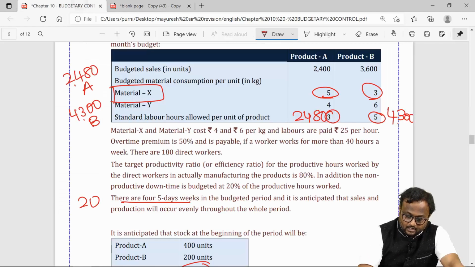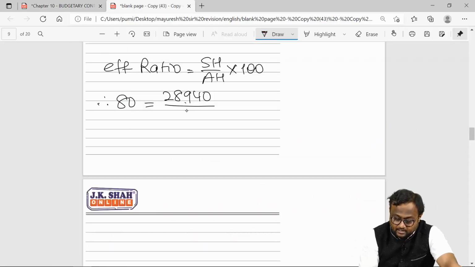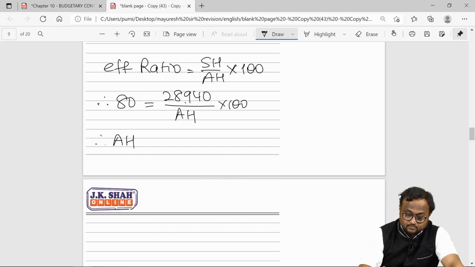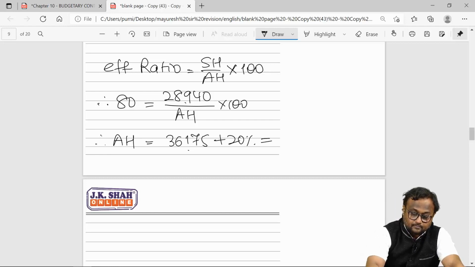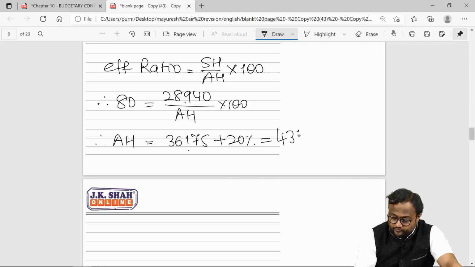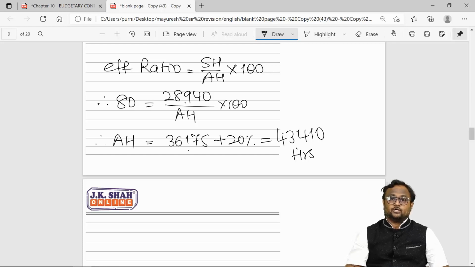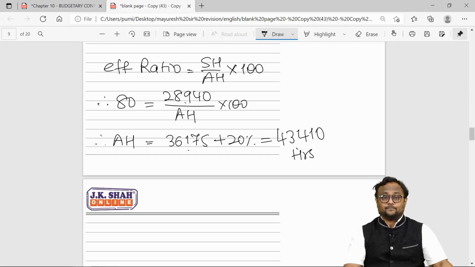Array 24, I'll show you, 2480 into 3 and 4300 into 5. So 28,940 hours is a standard time. The team is 80% efficient, that means definitely the team will take more time to complete the work, no? That comes to 36,175, and you are anticipating some 20% downtime also. So 43,410 hours will be my total requirement of producing 2480 units of A and 4300 units of B.